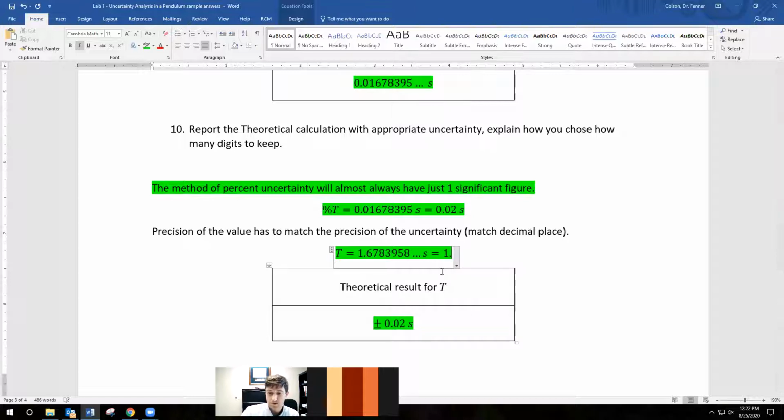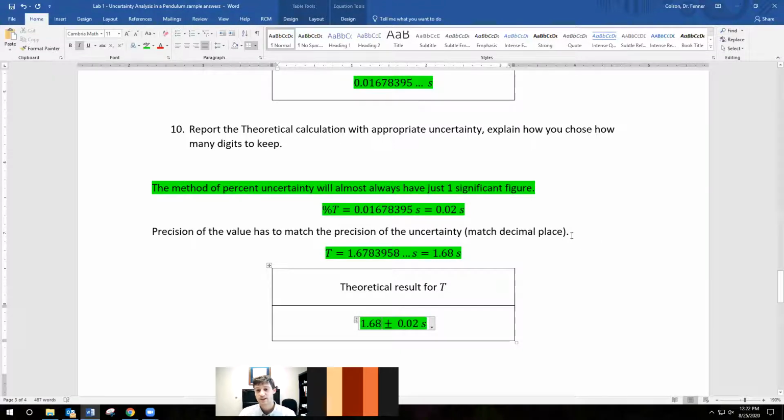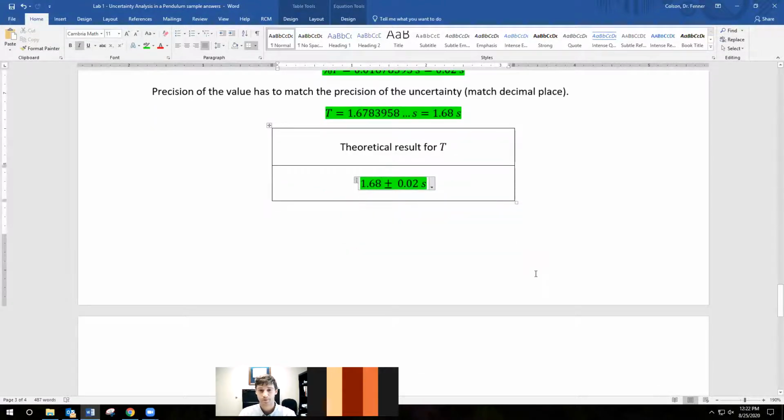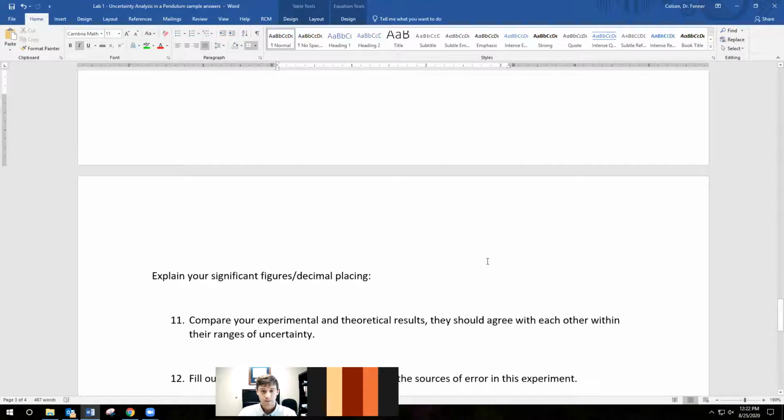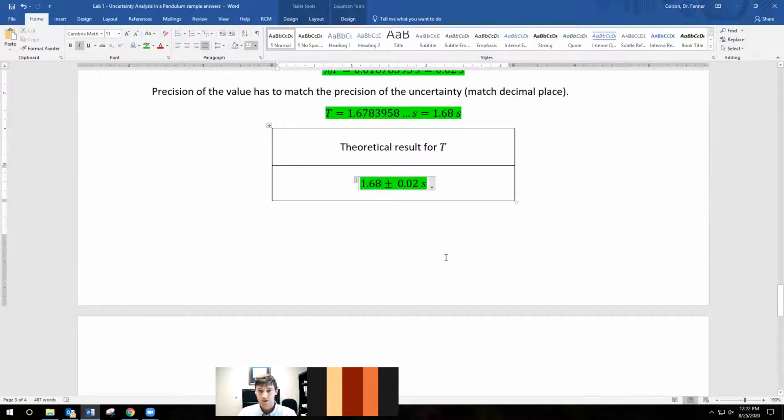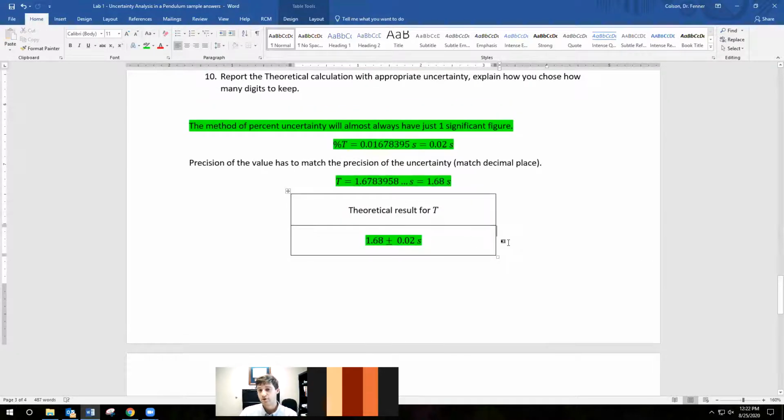So rounded to the hundredths place, that whole long exact number 1.6783958 would be rounded to just 1.68, because rounding it to that hundredths place matches the hundredths place in the 0.02. So we have 1.68 plus or minus 0.02. All right, and so those are the two values that I'm really wanting you to get out of the lab.